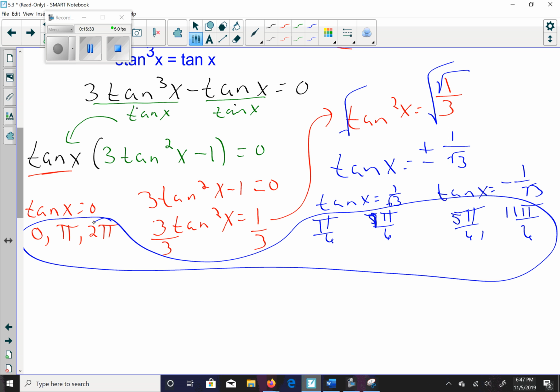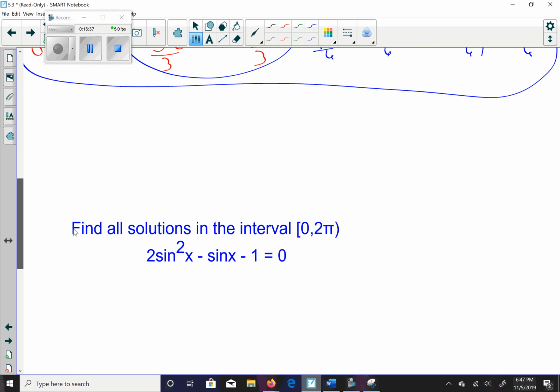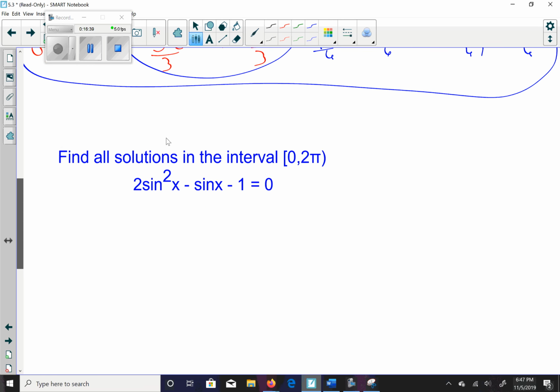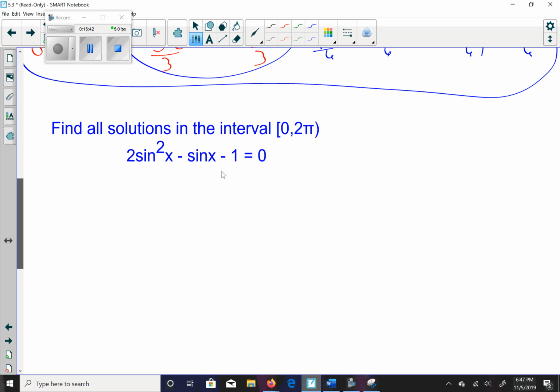Let's try another one. This one's saying find all the solutions over the interval, and I still have one trig function.